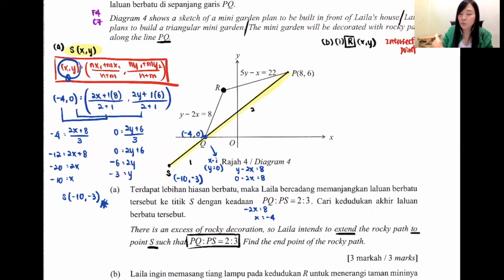Do you guys realize this point R exactly touches this straight line? At the same time, this point R also touches this straight line, right? So these two straight lines should be the two equations. One of them: y minus 2x equals 8, so y equals 8 plus 2x. Okay, that is my equation 1, because R touches this particular straight line.